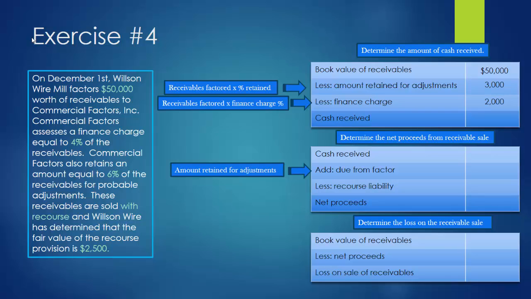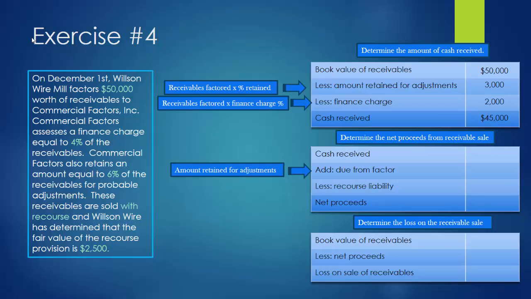Yes, we're selling them $50,000 for the receivables, but they're going to hold on to $3,000 of this in case there's bad debt involved in here, and they're going to charge us $2,000 for the privilege of paying us early on these receivables. So if you subtract both those from the $50,000 worth of receivables, you get $45,000. They're going to transfer $45,000 to us as we transfer these $50,000 worth of receivables to them.